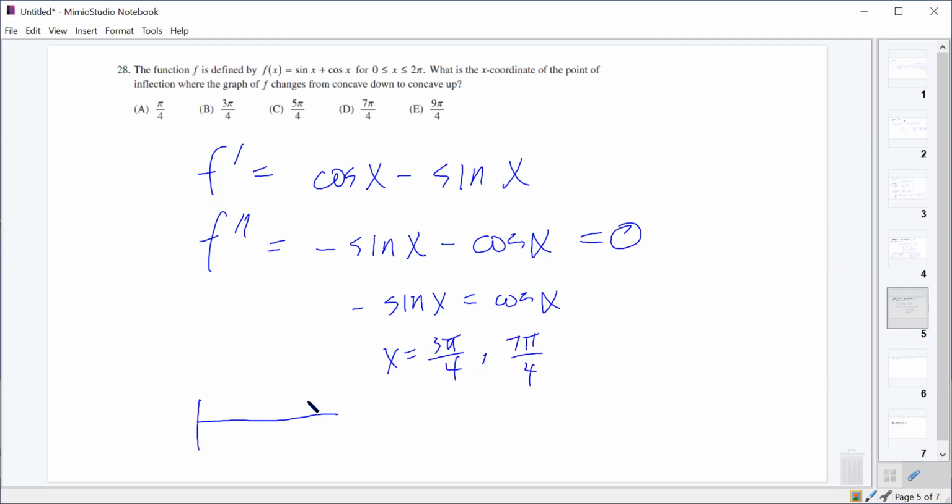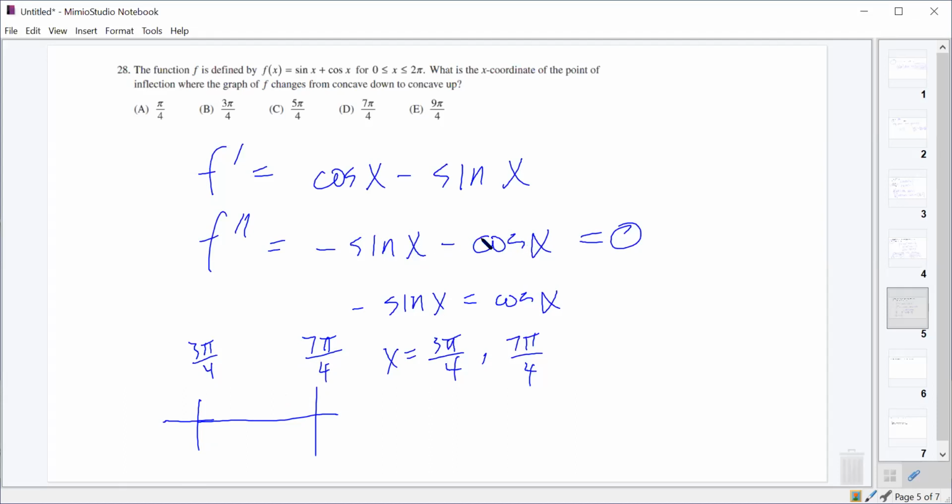And so we will put those two values on a sign chart here and plug in values on either side. We want to know when it goes from concave down to concave up. So let's just test in the middle here. We could test pi. Sine of pi is 0 minus the cosine of pi.